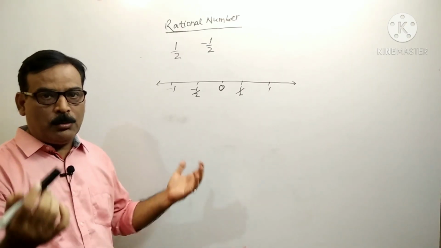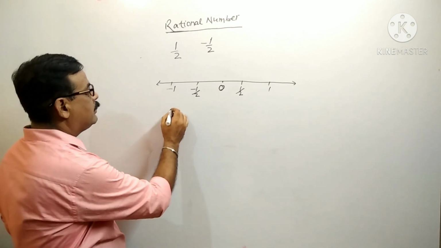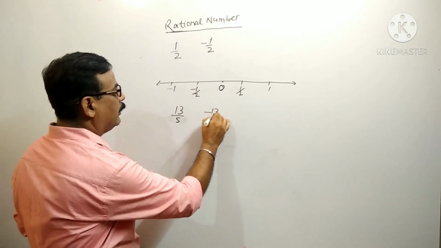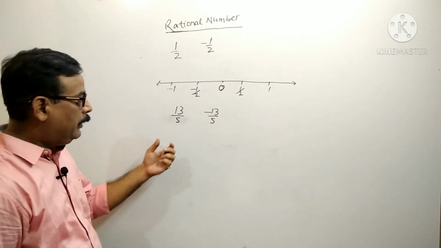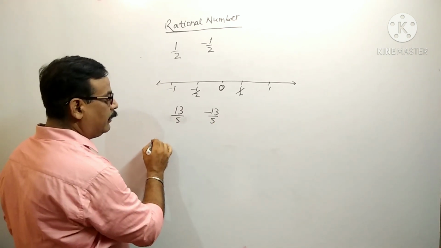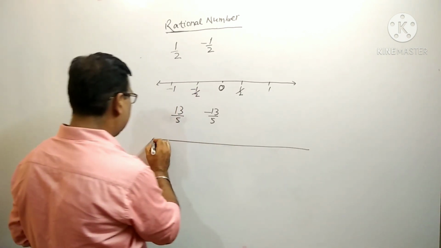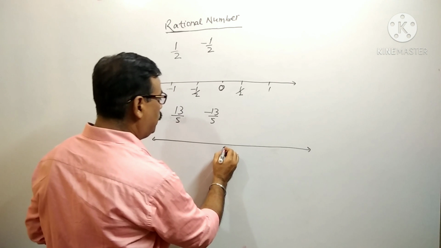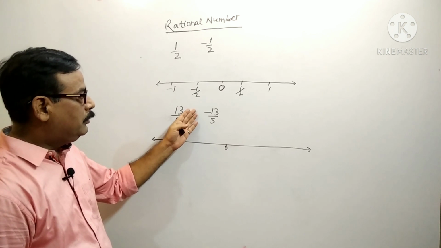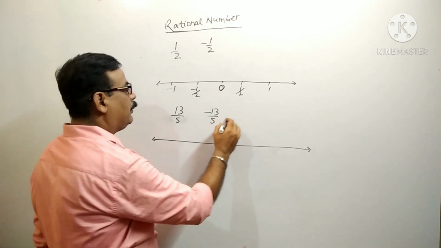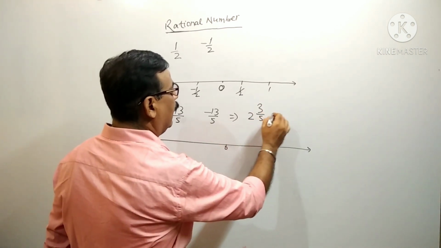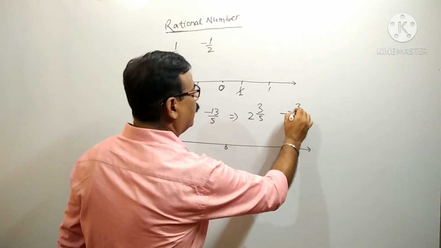Now we are giving one more example, that is, suppose 13 by 5 and minus 13 by 5. So how can we represent these rational numbers on a number line? Once again we take any line and we put 0 here, and it is an improper fraction, so we have to convert it first into a mixed fraction, that is 2 3 by 5, and here we can write minus 2 3 by 5.